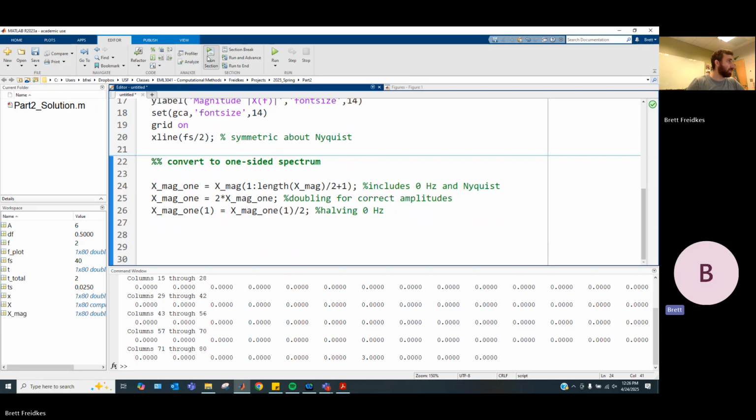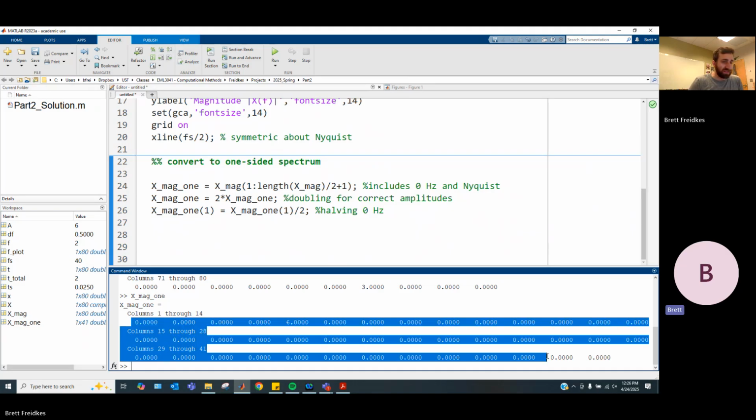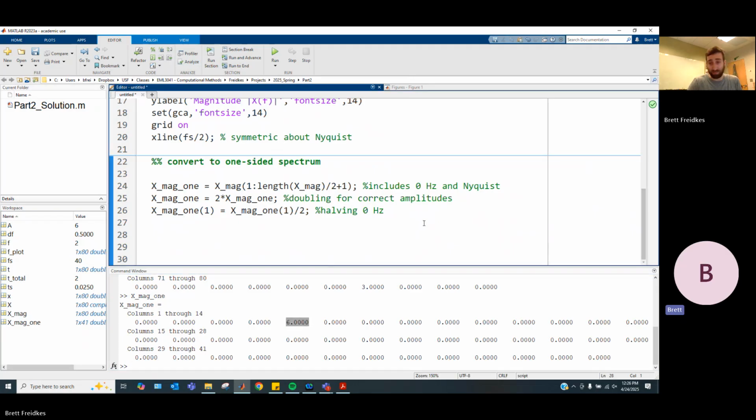Now, if we run this and we compare X mag 1 now, we will see now that we have 41 elements that goes up to the Nyquist. And now we see 0, 0.5, 1, 1.5. Now we have an amplitude of 6 at the 2 hertz location, which is what we want. We want that peak to be matching the amplitude of the original sine wave. Our F plot is going to go from 0 in increments of df to the Nyquist frequency. And I'll go ahead and now I'll plot it.